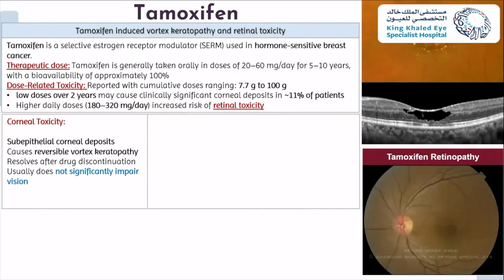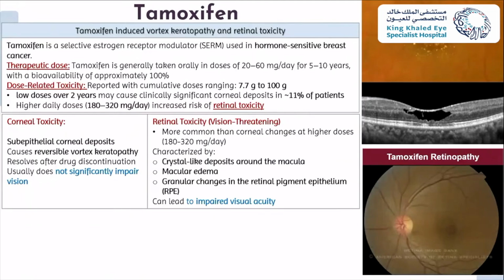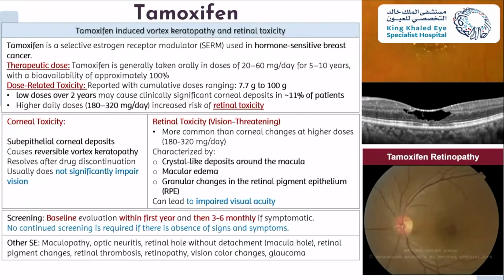For the corneal toxicity, we have subepithelial corneal deposit causing reversible vortex keratopathy with no significant impairment of the vision. But the retinal toxicity is vision threatening, and it is associated with higher doses. So we have to do baseline screening, and continuing screening is not recommended if there is absence of signs and symptoms.